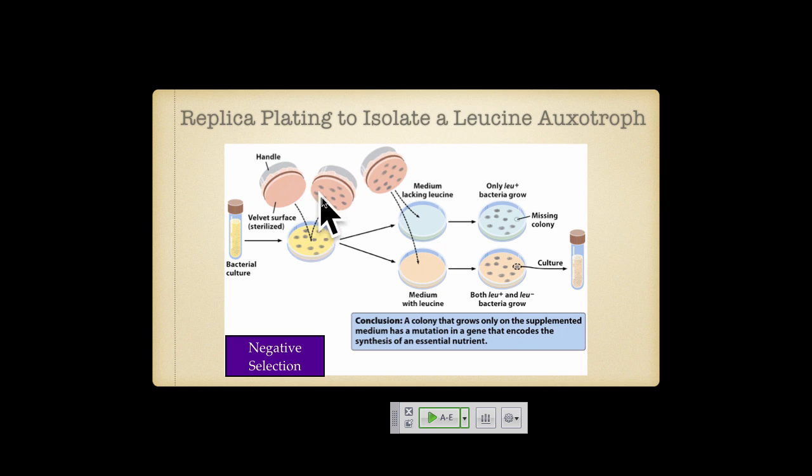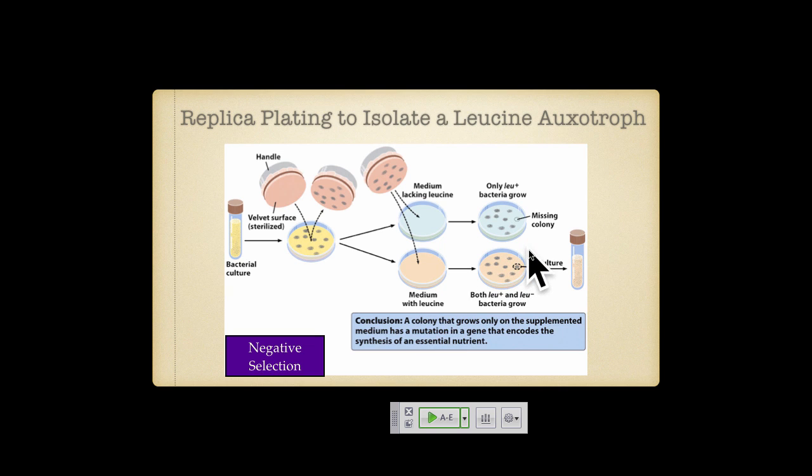And you're using this little velvet pad basically as a stamp. So you just gently touch the surface of this plate, and you get a sample of the colonies in the exact pattern that's on this plate. And then you touch it once to a plate that's just minimal medium, and in the second plate, a medium that's been supplemented with leucine. So you're putting down, you might have several hundred bacterial colonies on there, but you're making replicas of those.